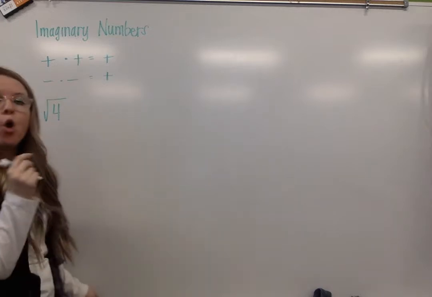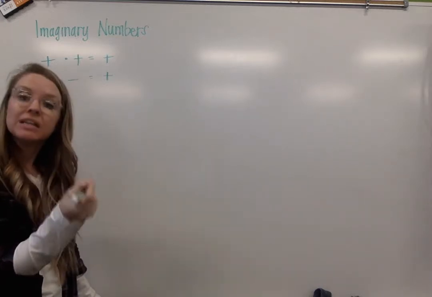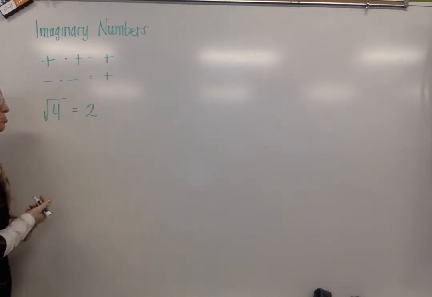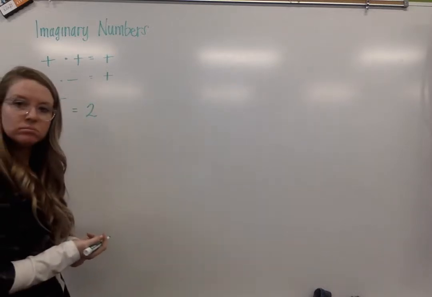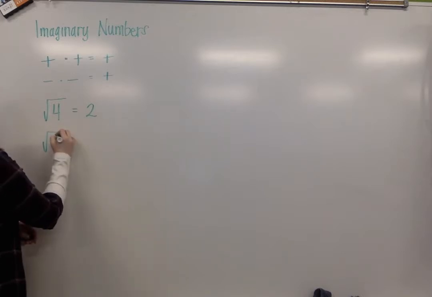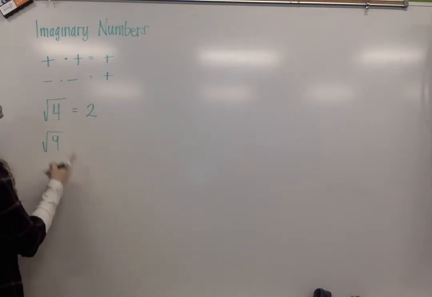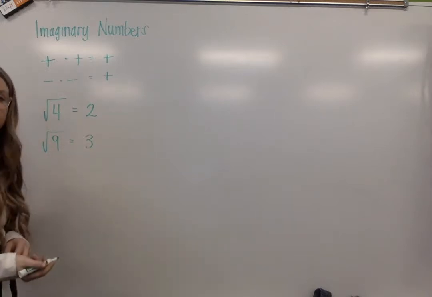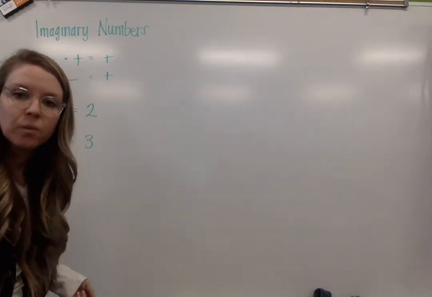So if I ask you, what is the square root of 4? That's asking what times itself is 4. And we're going to say 2. 2 times 2 is 4. All right? What about the square root of 9? What times itself equals 9? Well, that's 3. Pretty straightforward.